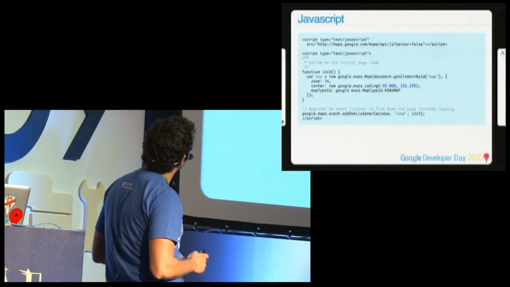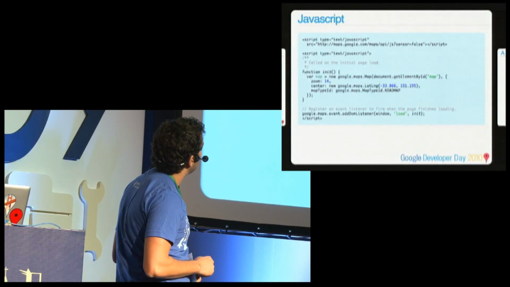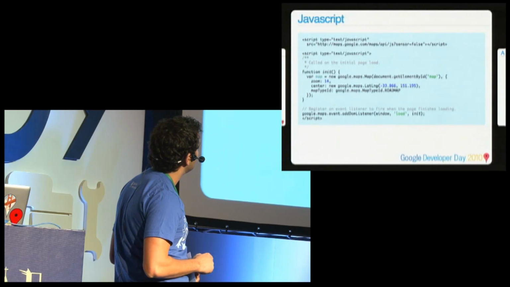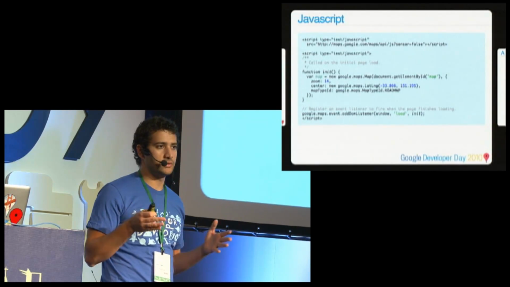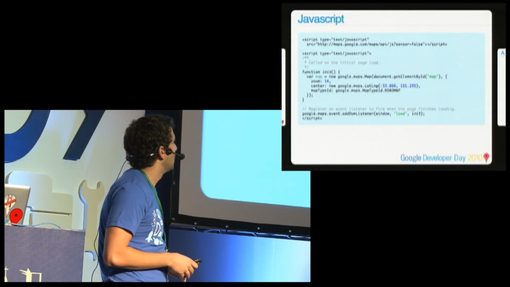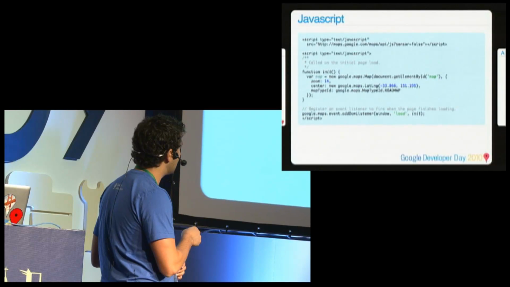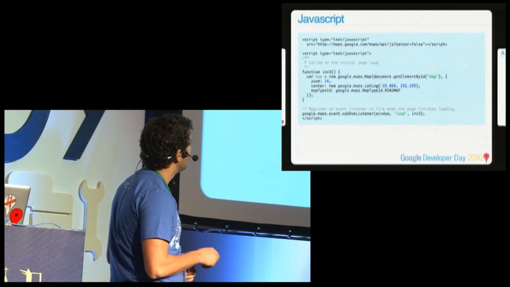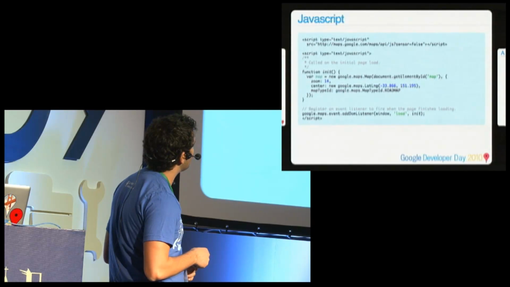All I'm doing is loading the API here, and then creating a map, setting its zoom level, setting its latitude and longitude, so where I want it to be on the Earth, and then saying that I want to default to a road map. And then I'm adding an event listener here at the bottom. When the window loads, call this init function to load the map.